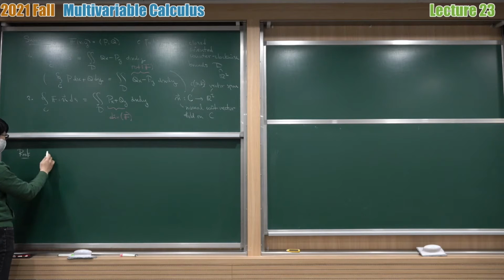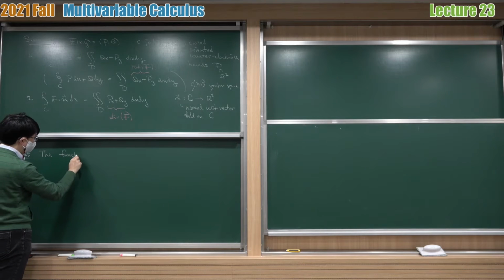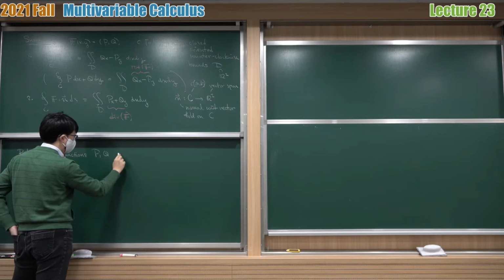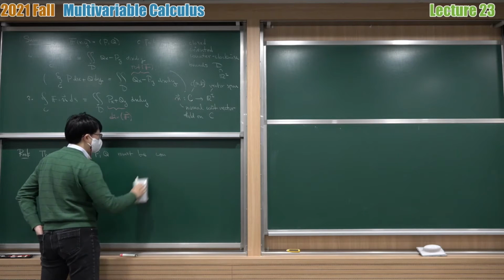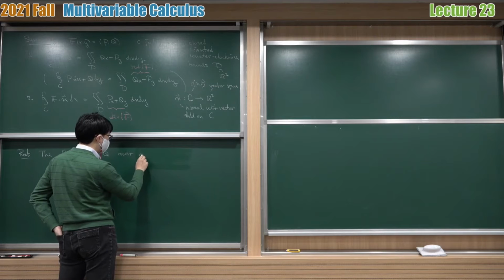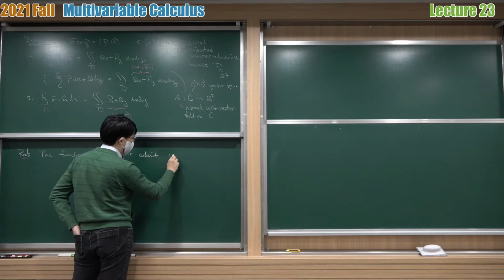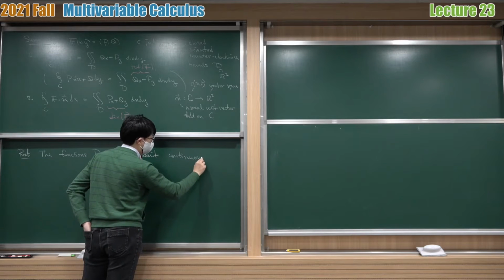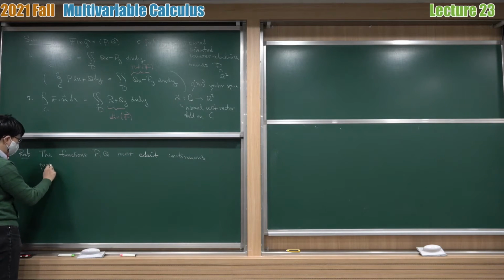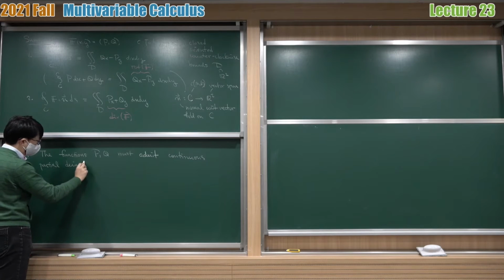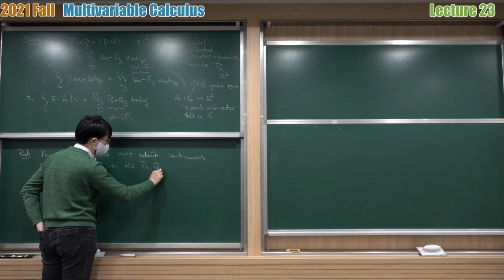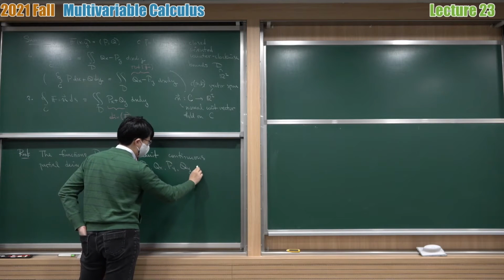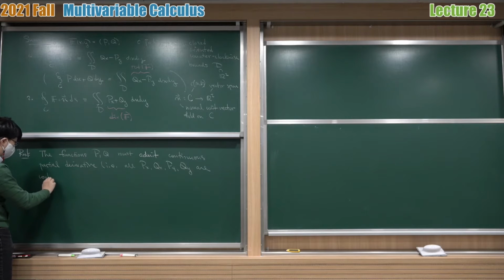So the remark is the functions P and Q must be continuous, must admit continuous partial derivatives, which means that all P and Q derivatives are continuous functions.